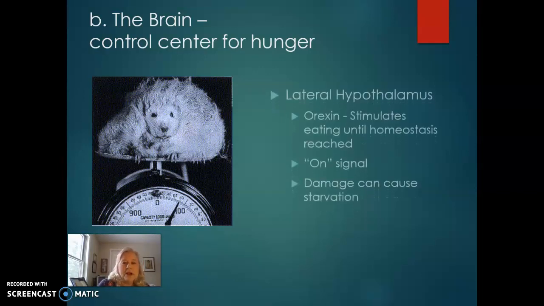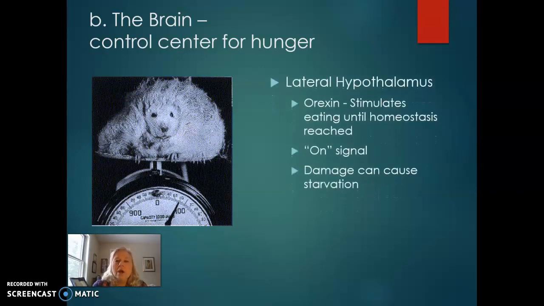There are two parts of the brain actually that control hunger. The lateral hypothalamus, I call it LON, lateral ON. This part of the brain produces orexin, which stimulates eating until homeostasis is reached. It is the on signal, and damage to this part of the brain can cause starvation.